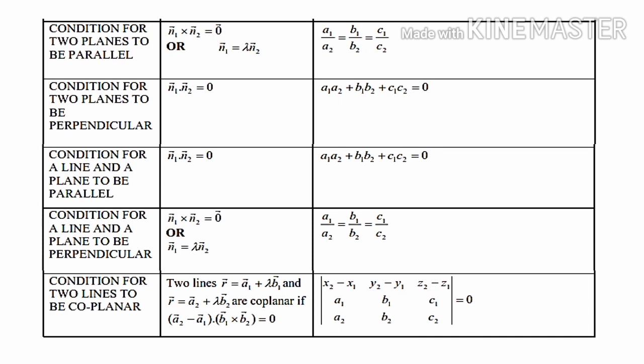Then next one, the condition for two lines to be coplanar. The condition is (vector a2 minus vector a1) dot (vector b1 cross vector b2) is equal to 0. This is the vector form. And if it is in Cartesian form, the determinant with rows x2 minus x1, y2 minus y1, z2 minus z1; a1, b1, c1; a2, b2, c2 is equal to 0.